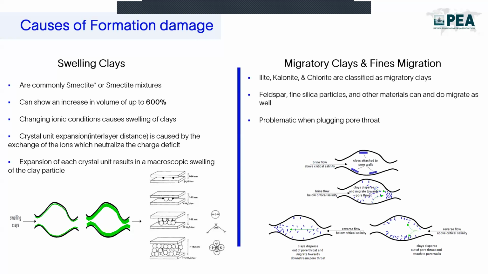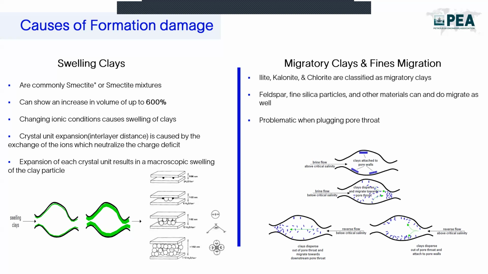This is normally due to the change in salinity that creates imbalances in the forces between the clays. So smectite clays can swell and drastically reduce the permeability. This disturbance created in native clays is the most common and probably the most important cause of damage.